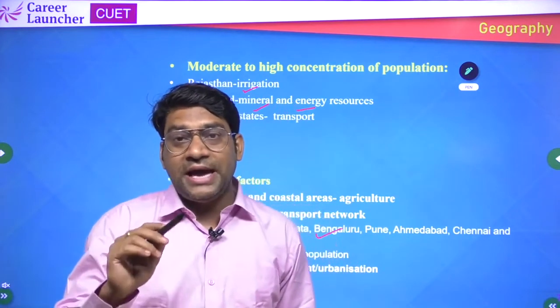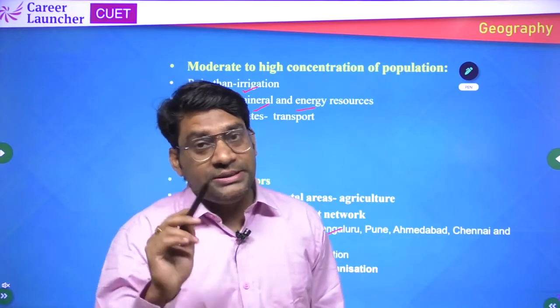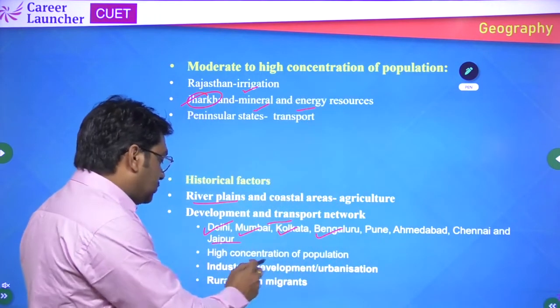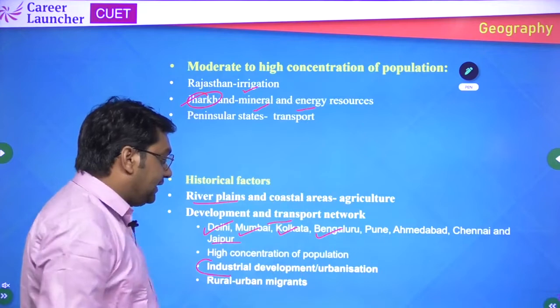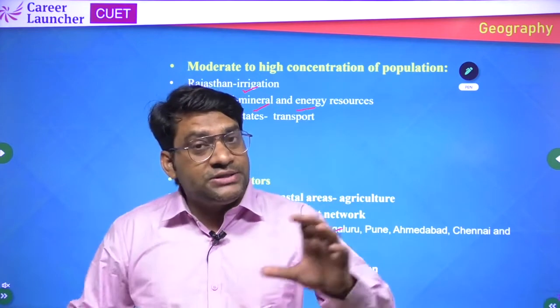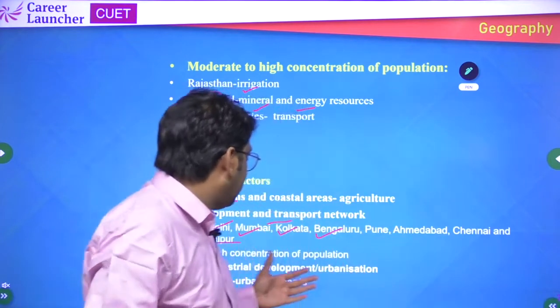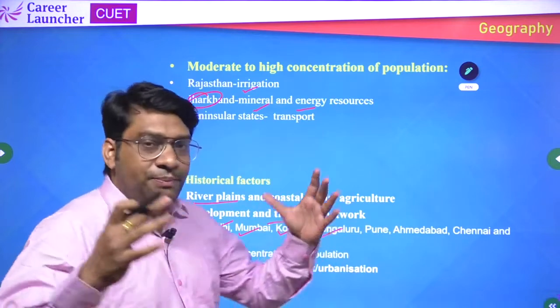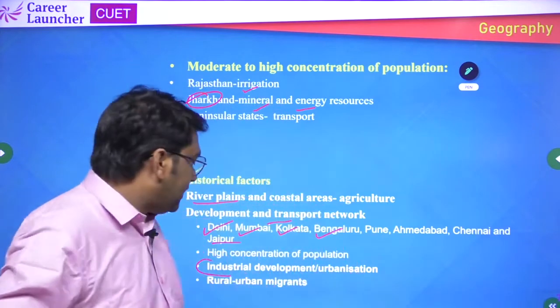Remember the names of all these places, and why these places have high concentration of population is important. Okay, because they will ask you questions in the exam and you have to find the correct answer. Okay, then high concentration of population is, you will see, industrial development and urbanization. These are the places where the population is very high because of industrial development. You see places like Delhi, Mumbai, Kolkata, from the time of the Britishers they were already progressing a lot, industrially developed, and at present the population is very high.